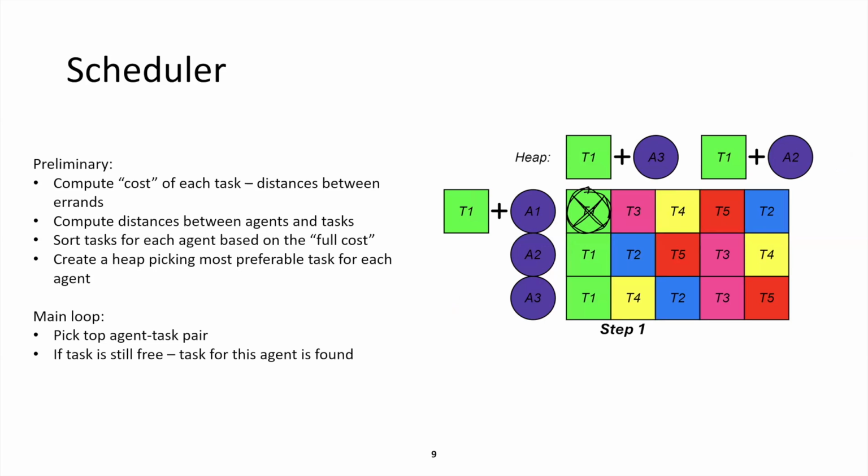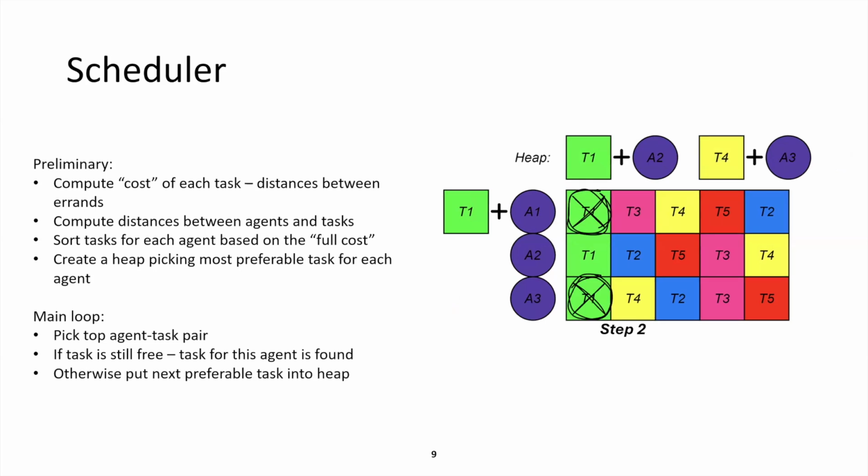On the next step, if a task is already picked, we cannot pick this task for another agent. And we push into the heap the next preferable task. For agent A3, it's task T4. And we continue this process until all agents have their tasks.